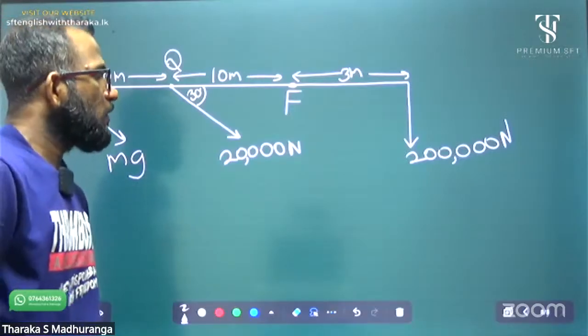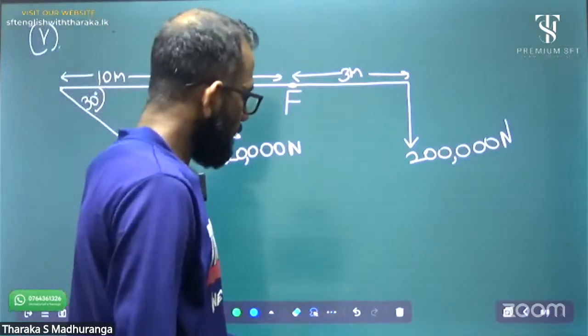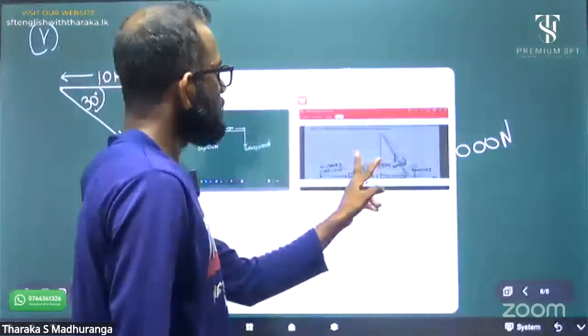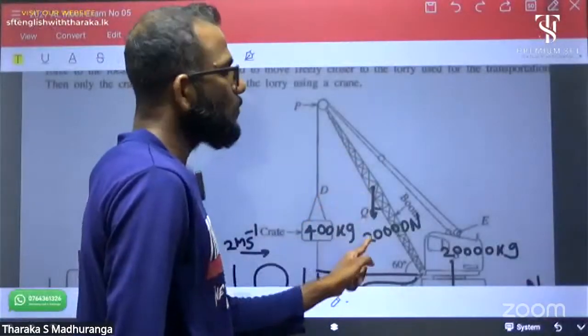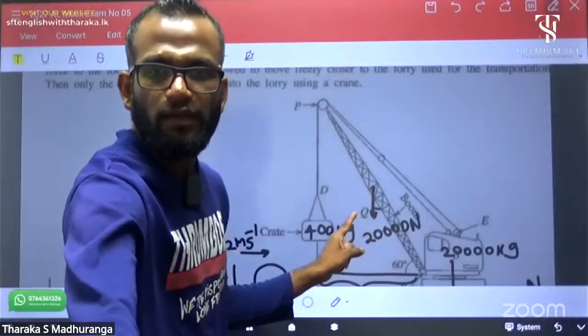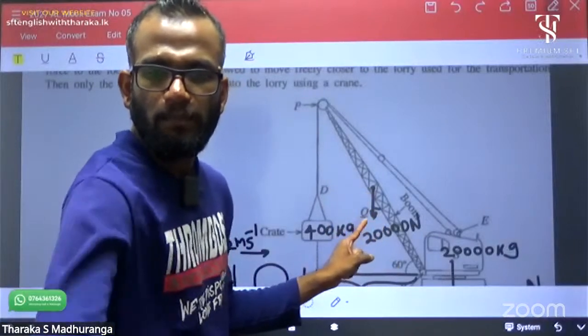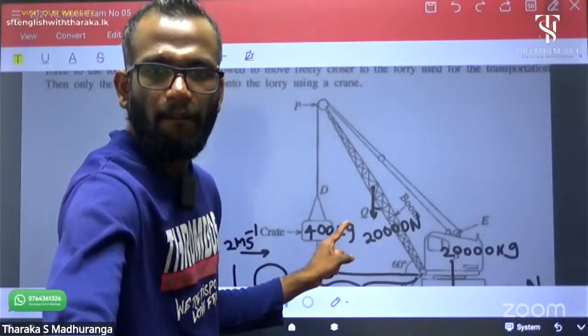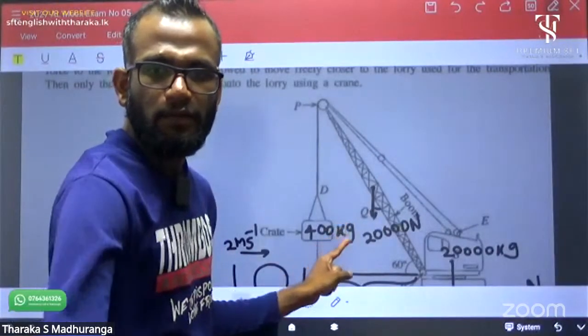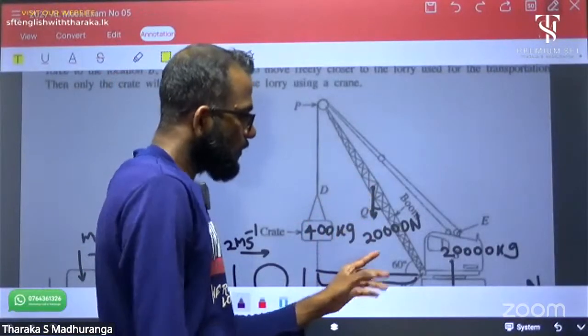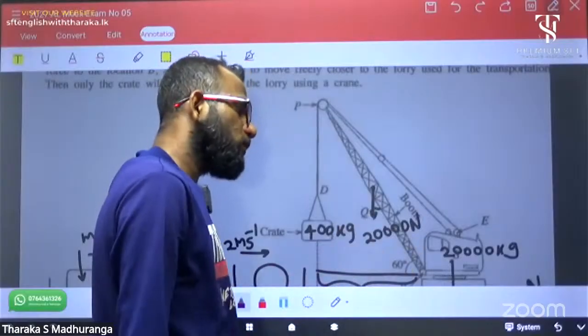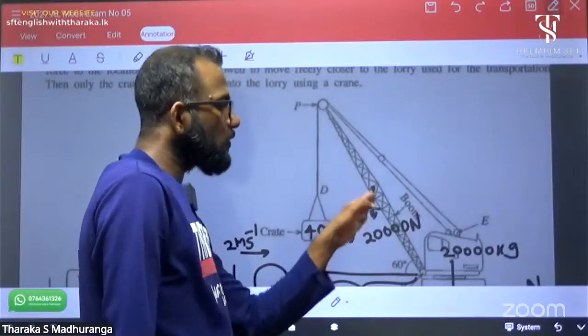Why do I get a 30 degree angle? Because it is not perpendicular to the boom. That's why. It's not perpendicular to the boom, so that's why I got an angle.